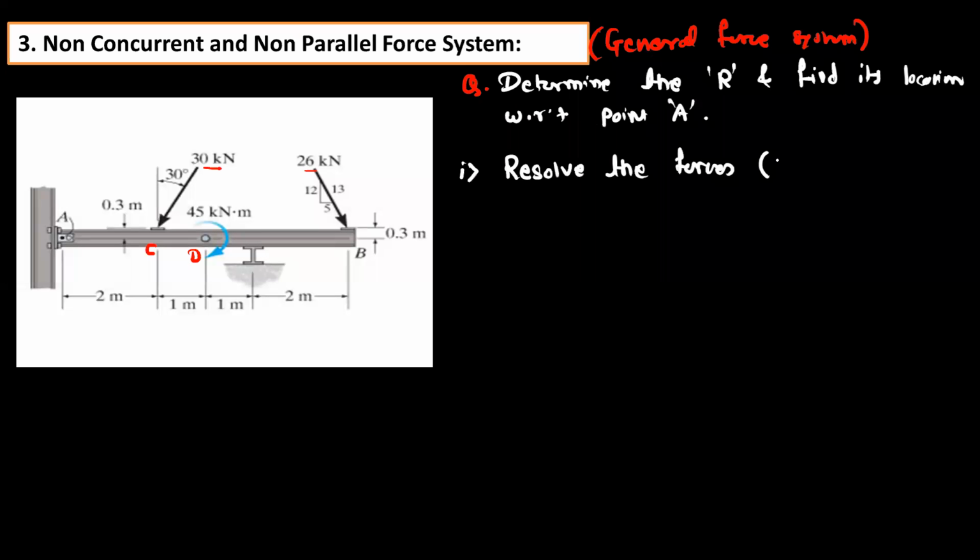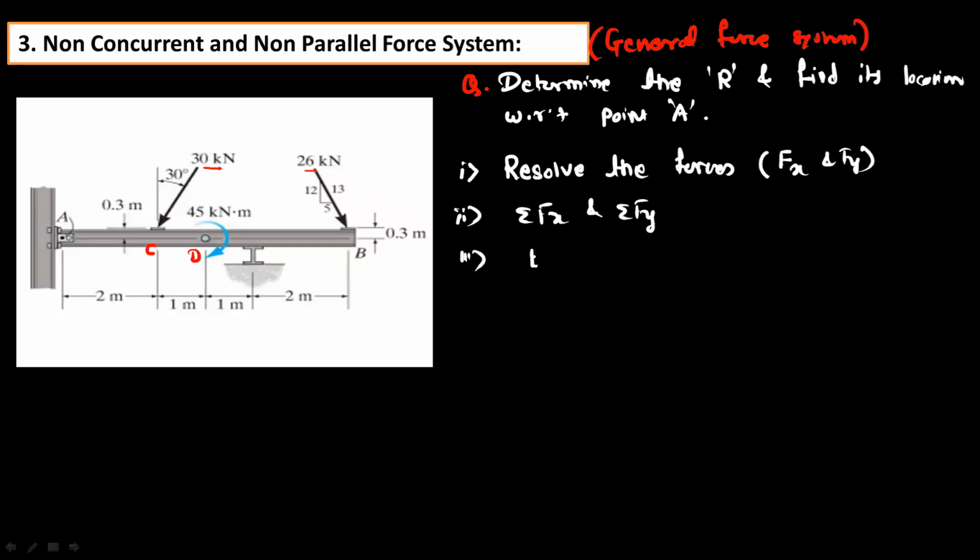Okay, that means we have to find out the x and y components, Fx and Fy. In case of a parallel force system, there is no need to resolve the forces because the forces are either in the x direction or in the y direction. So this is your first step. Then the second step will be to find out the summation Fx and summation Fy. So these steps are similar to the concurrent force system.